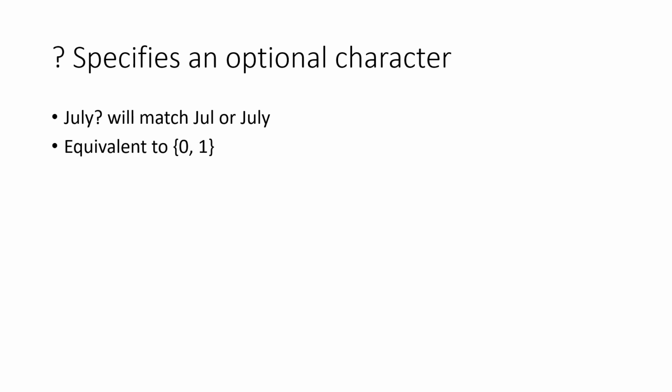The next special character is question mark. For example, JULY? will match either JUL or JULY. And it's equivalent to curly braces 0,1. And it's also equivalent to, in parentheses, JUL with the pipe alternator and then JULY.